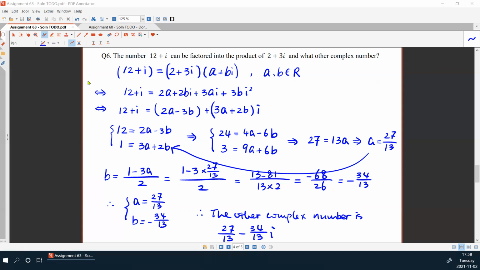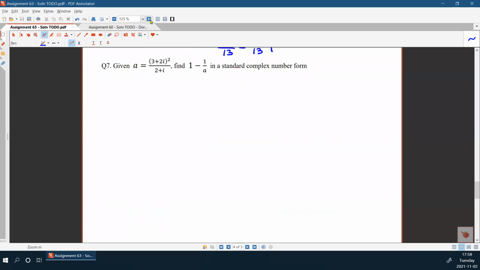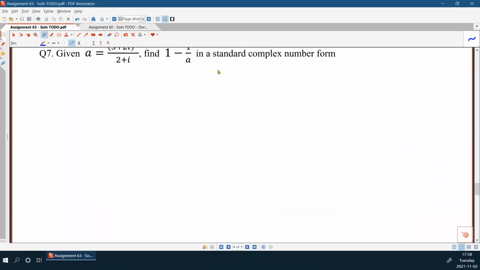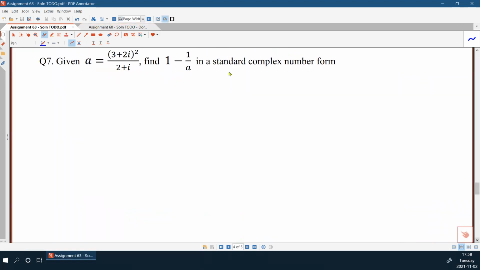All right, so now let's have a look at question 7. Question 7 states that if we know that a is (3 plus 2i) squared over (2 plus i), find a minus the reciprocal of a in a standard complex number form. Okay, standard complex number form is a plus bi, right? So we need to find the result of a minus the reciprocal of a in the form of a plus bi, right?